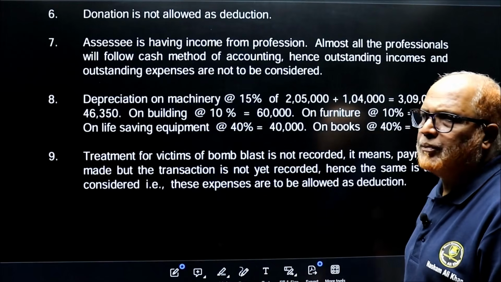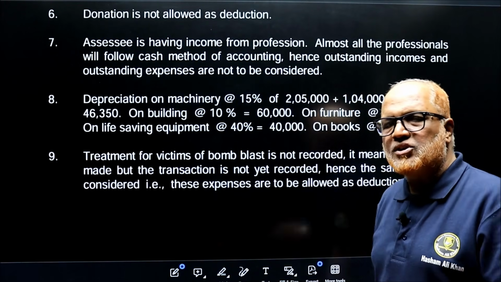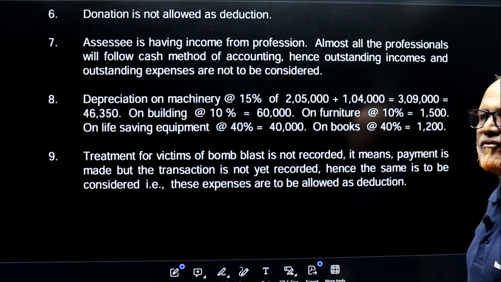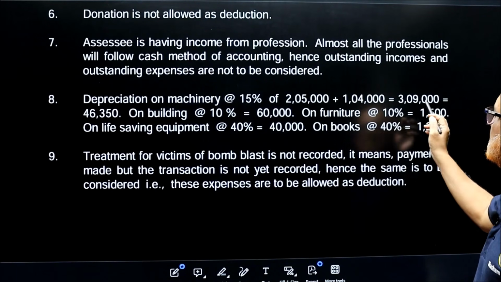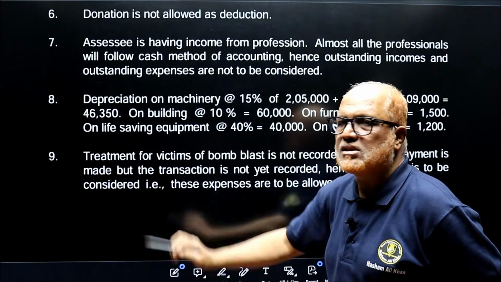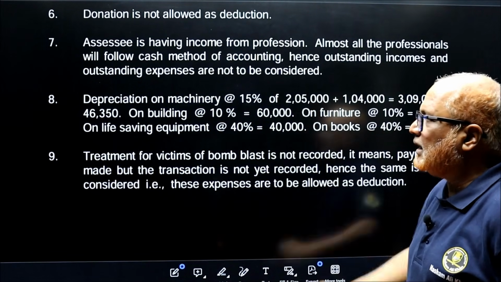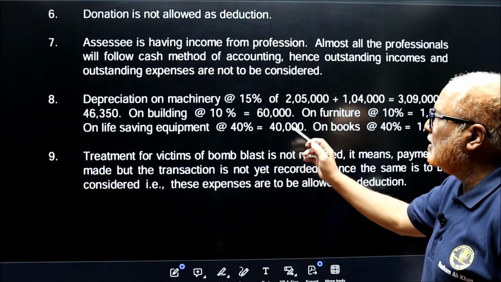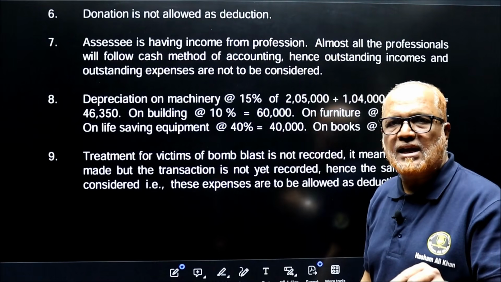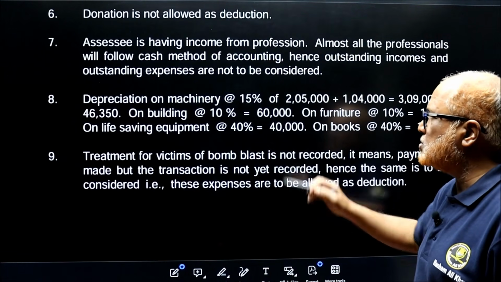Depreciation on machinery 15%. 2,05,000 is the machinery at the beginning of the year, and during the year machinery purchased 1,04,000. So total machinery is 3,09,000. 15% of 3,09,000 is 46,350. On building 10%, non-residential building 6 lakh. 10% of 6 lakh is 60,000.